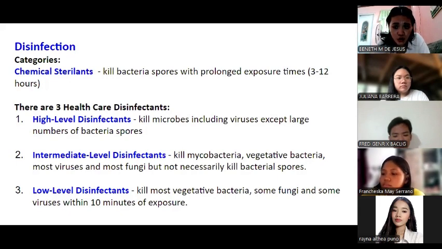Then yung mga bed rails, kasi syempre iba-iba yung humihiga doon, napapalit-palit ng patient. Tas, pwede natin gamitin yung mga wipes or alcohol kasi nakakapatay din naman yon.